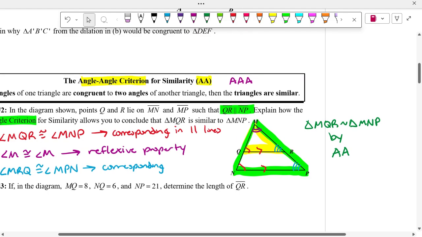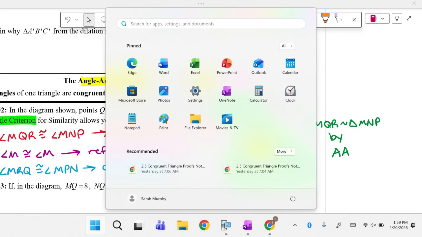It just froze. Of course it did. Un momento.